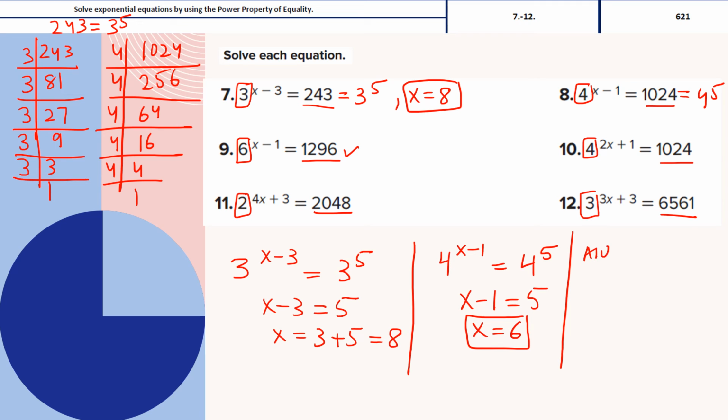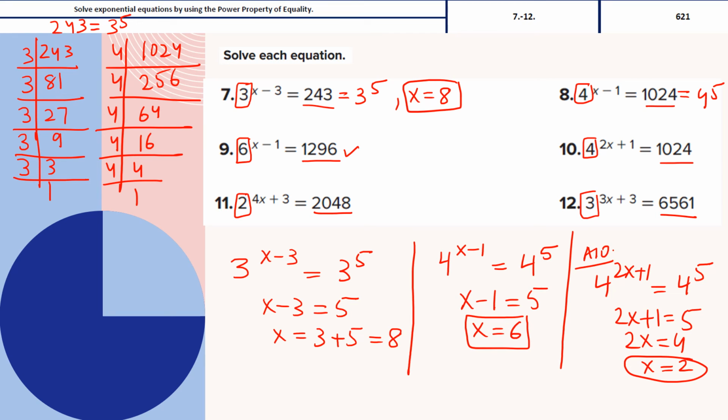Answer 10. 4 to the power 2x plus 1 is 4 to the power 5. So 2x plus 1 is equal to 5. So 2x is 4, or x is 2. Okay, so we've got this answer as well.